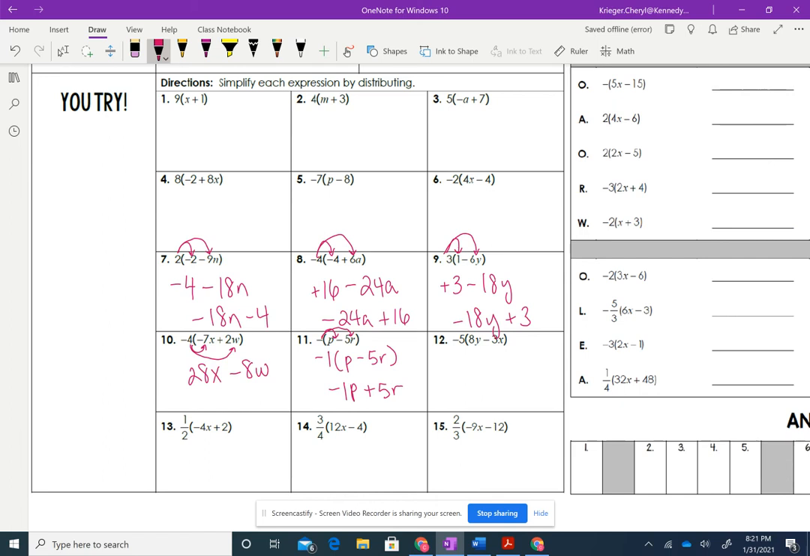Okay, so I want to show you how to do the fraction ones. I'm going to do number 14 and 15 and leave you 13 and 12. So if we are multiplying 3/4 times 12, you can come to the side and do 3/4 times 12 over 1, right, and simplify as you go. So 12 divided by 4 is 3, and I know that's 9x. Okay, and 3/4 of 4 over 1 is 3. So that's 9x minus 3.